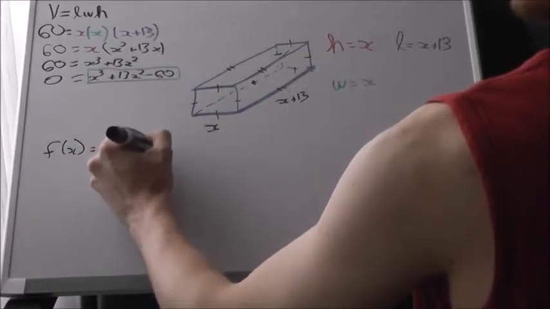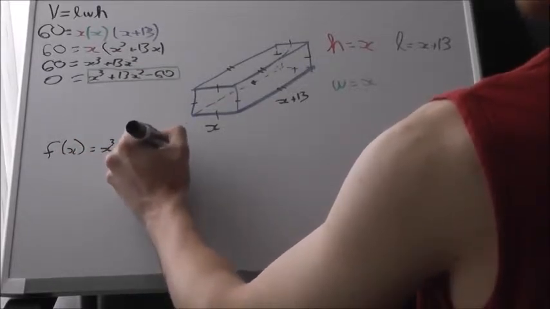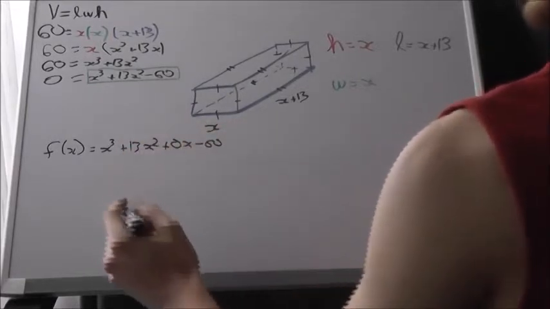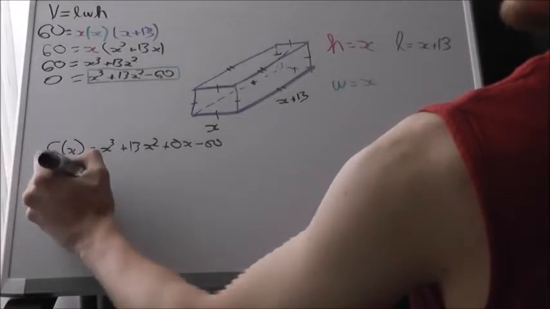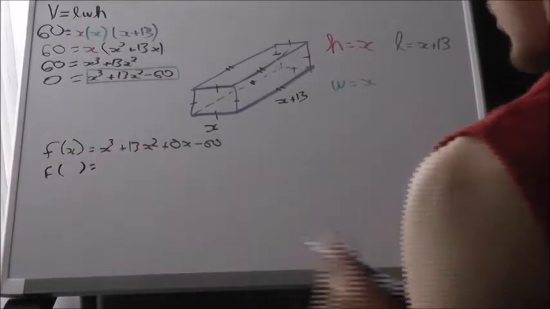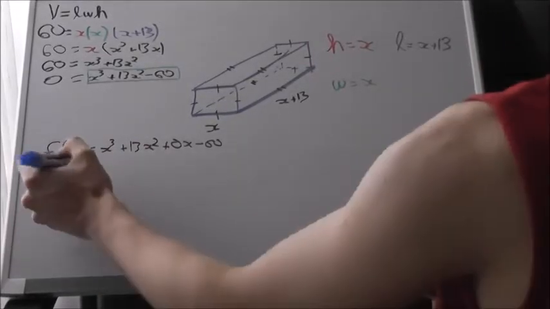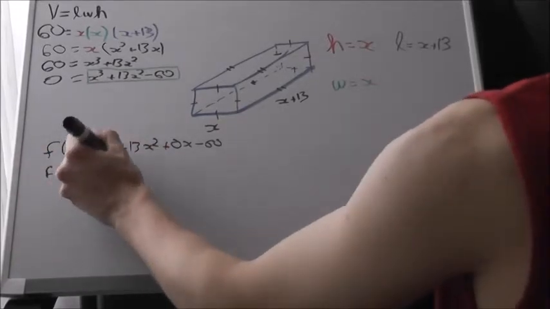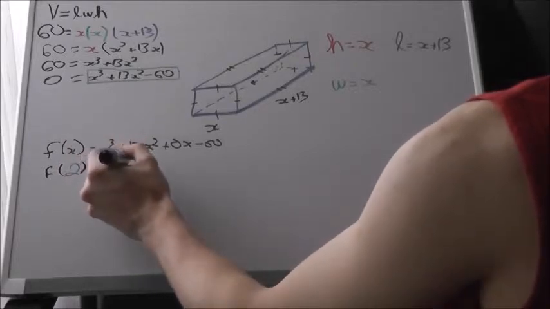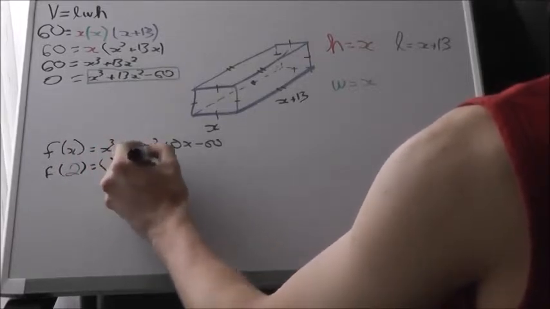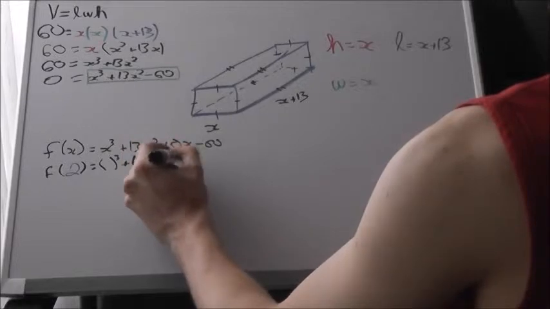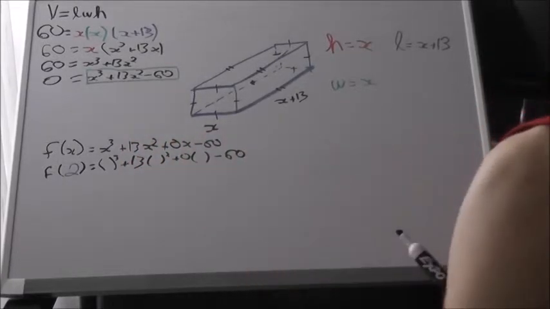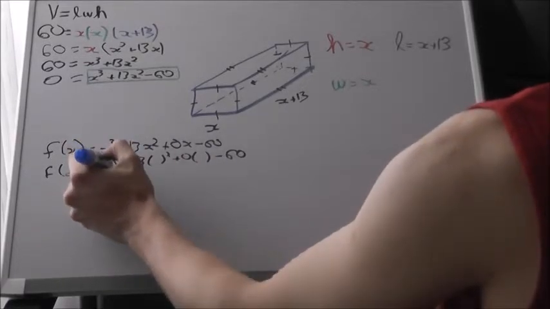So we write down f of x is equal to x cubed plus 13x squared plus 0x minus 60. The 0x is there so that we know to include that later on when we are factoring. Now let's try f of 2. So everywhere that there is an x, we will be substituting in 2. The reason for this is so that I can use synthetic division to factor my equation.